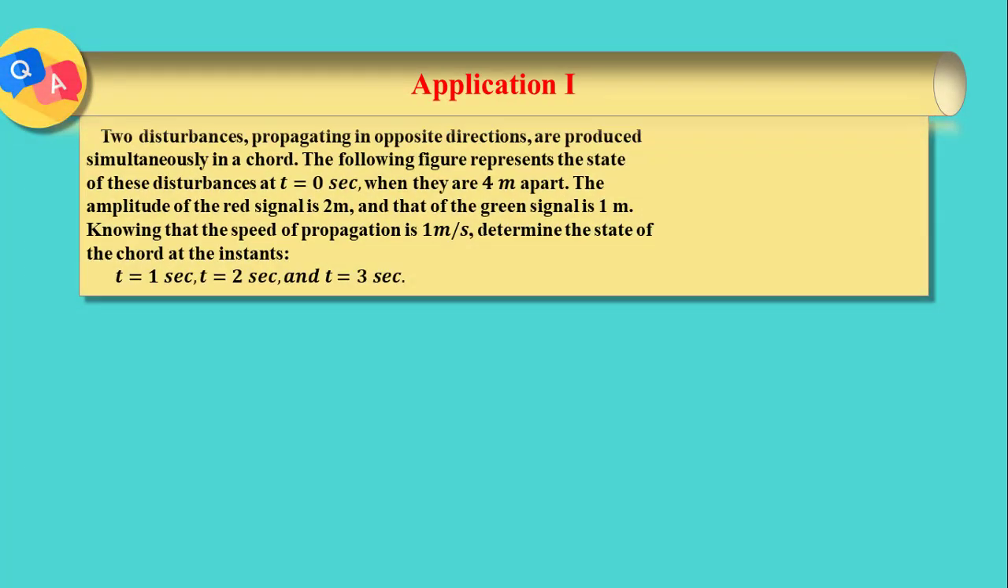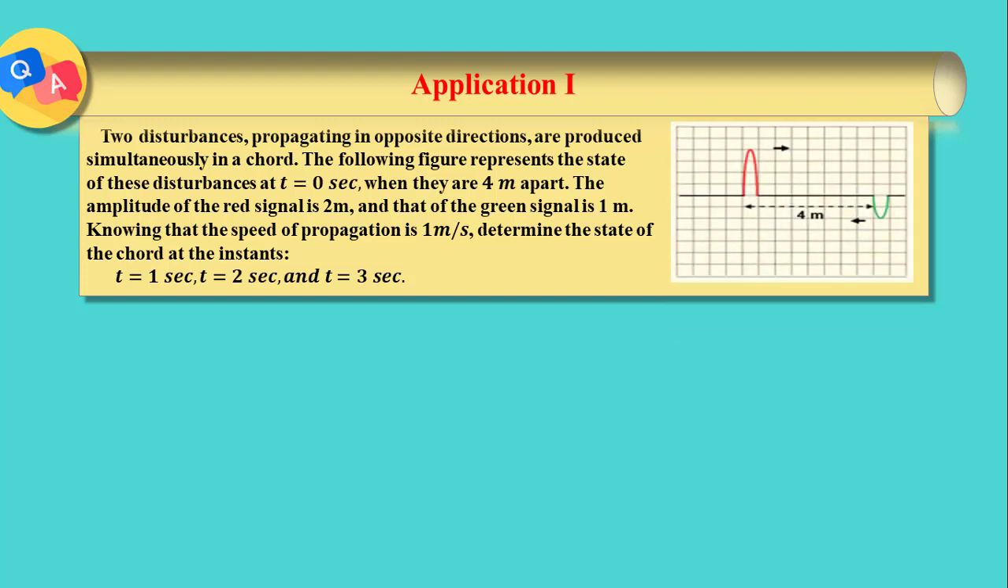Try to solve this application alone before you see the solution. Two disturbances propagating in opposite directions are produced simultaneously in a chord. The following figure represents the state of these disturbances at t is equal to 0 seconds, when they are 4 meters apart. The amplitude of the red signal is 2 meters, and that of the green signal is 1 meter. Knowing that the speed of propagation is 1 meter per second, determine the state of the cord at the instant t is equal to 1 second, 2 seconds, and 3 seconds.